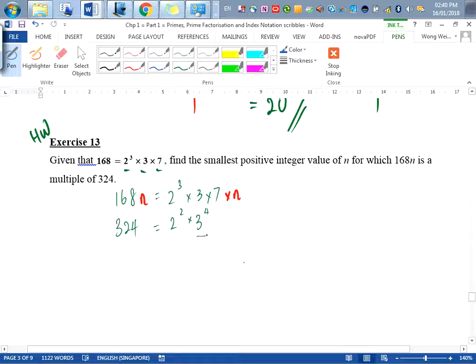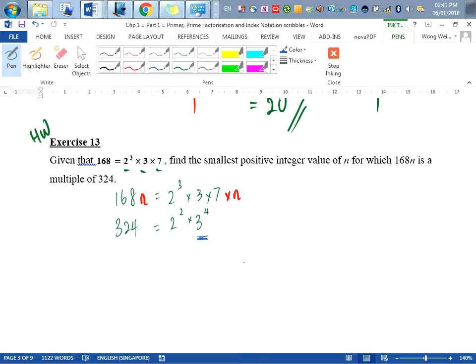So do I have all of this inside here? Do I have 4 3s inside 168n? See, there are 4 3s over here in 324. And how many 3s are there inside 168n? Just one. So do I have 4 of them? No, I don't. How many more do I need? 3 more, yes. 3 more 3s.